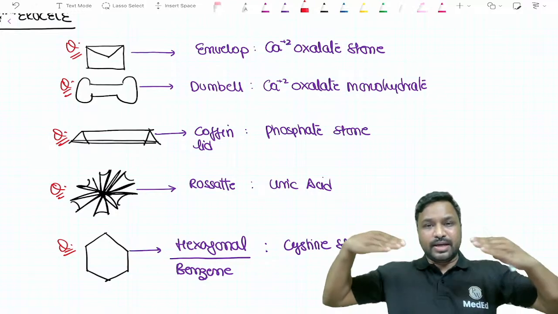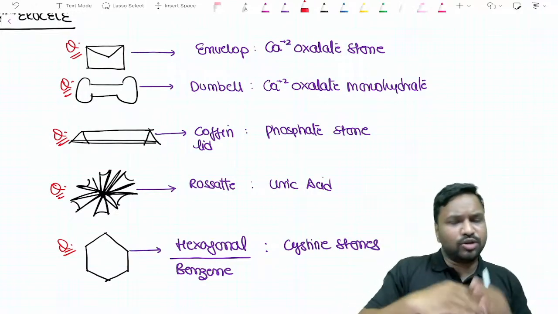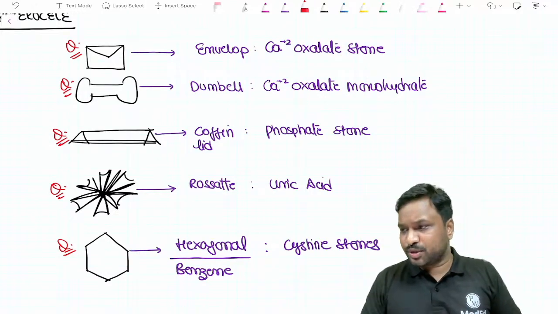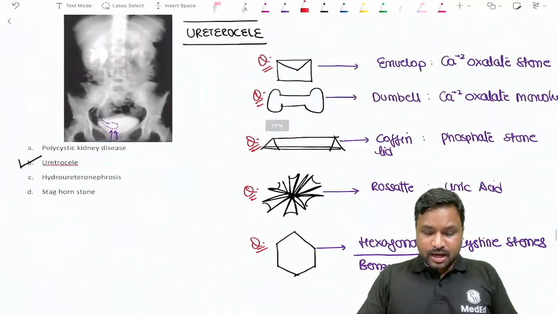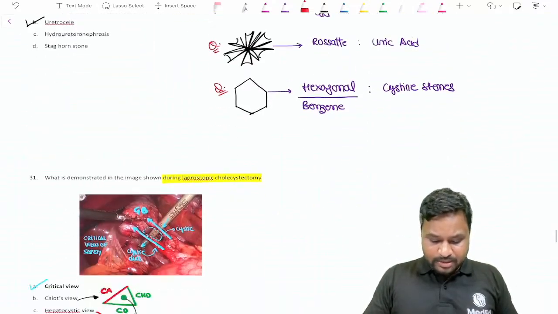Volvulus is twisting. Intussusception is when one loop of intestine goes into another loop. That is as simple as an intussusception, right? Clear, guys? So these are the important topics that are going to be asked in the exam.